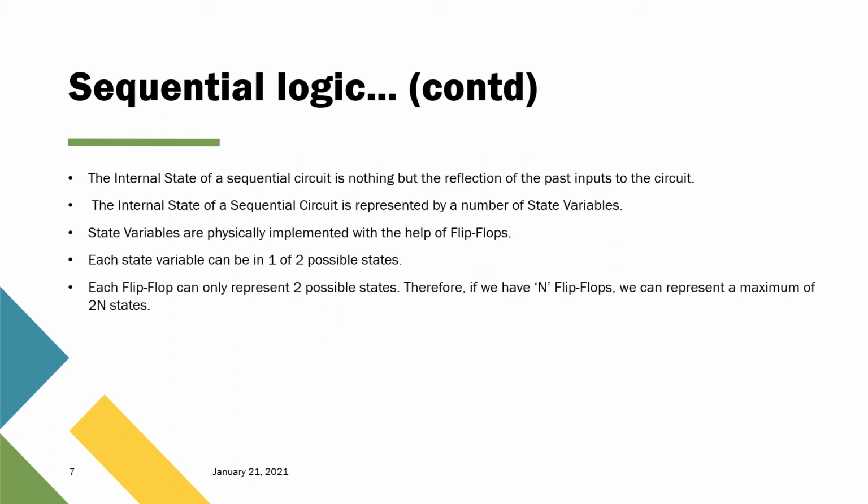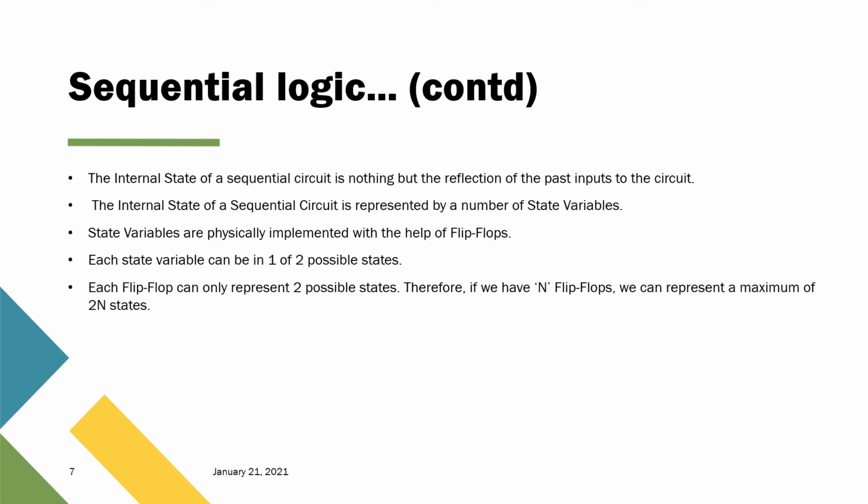A sequential circuit has the notion of an internal state. What is meant by an internal state? It is nothing but the reflection of the past inputs to the circuit. The internal state of a sequential circuit is represented by a number of state variables. The state variables can be implemented physically with the help of flip-flops.